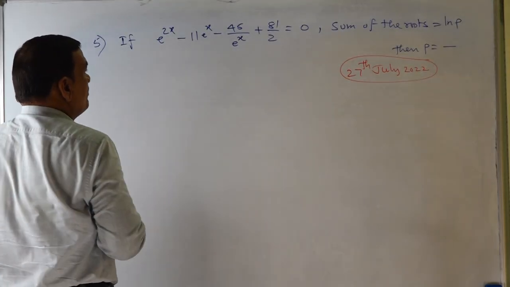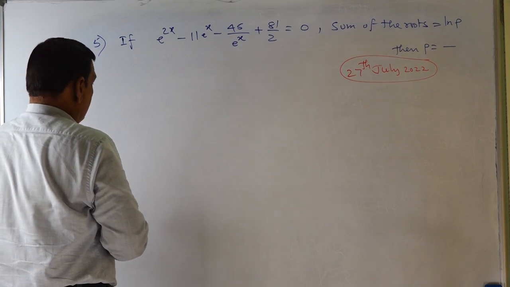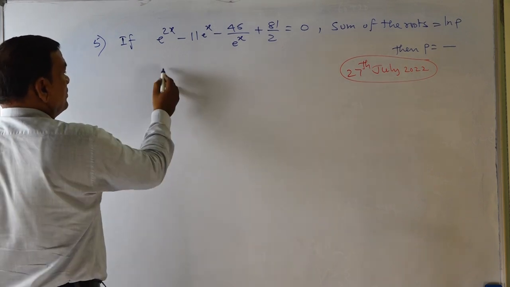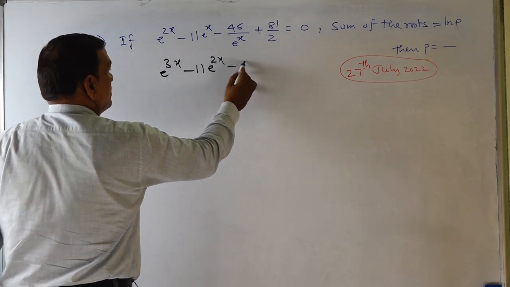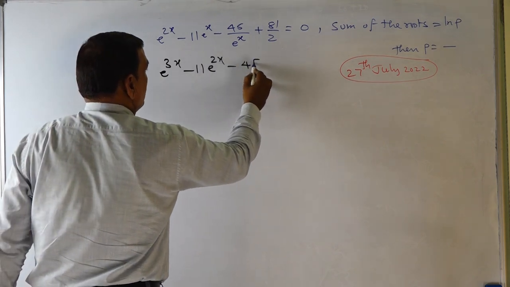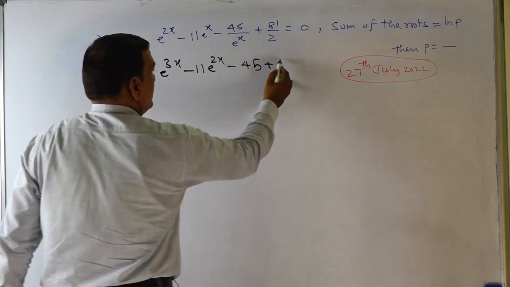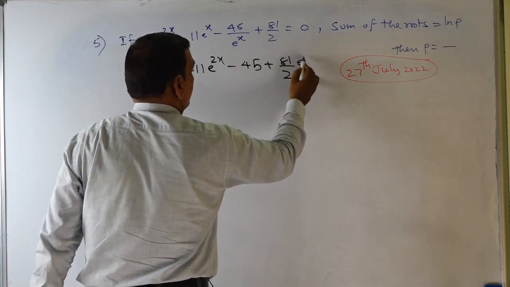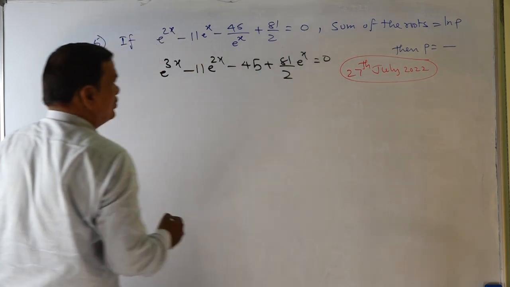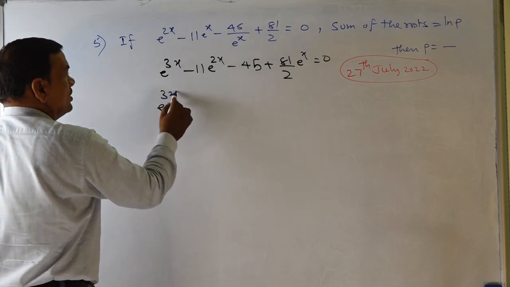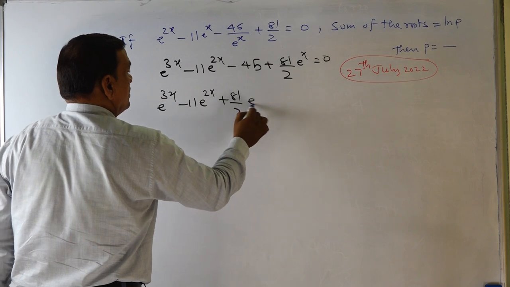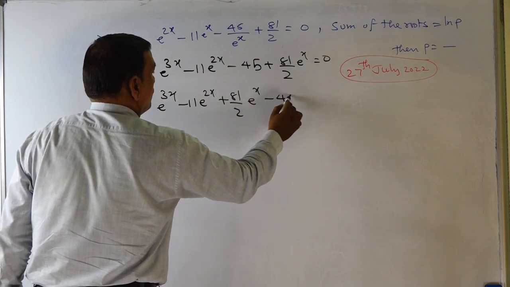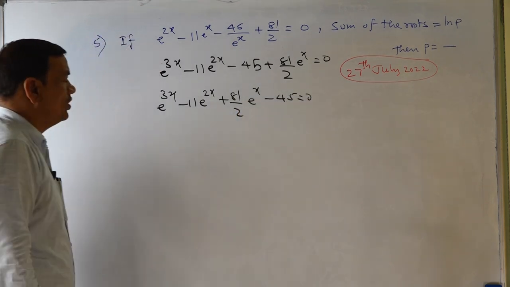So you multiply with e power x. Then it will become e power x into e power 3x minus 11 e power 2x minus 45 plus 81 upon 2 e power x is equal to 0. Let us put it in order. So therefore e power 3x minus 11 e power 2x plus 81 by 2 e power x minus 45 is equal to 0. Okay, now right.